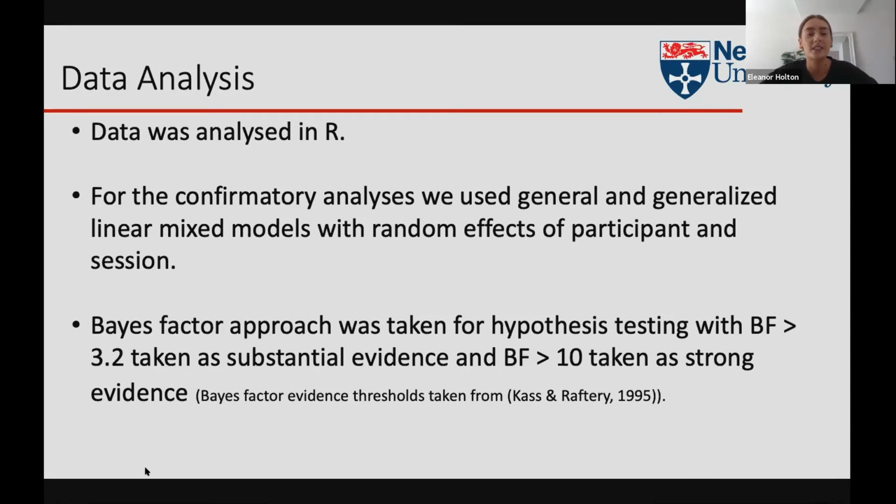So Bayes factors of 3.2 in favour of the predictive model over the null model are taken as substantial evidence, and Bayes factors of over 10 in favour of the predictive model over the null model are taken as strong evidence for our predictions.